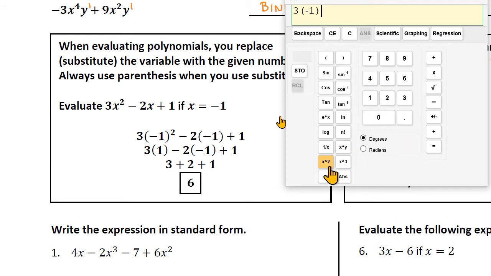You'll see a button here for squaring. It'll look like a little caret and a 2. That means raised to the power of 2. Now we're going to subtract, so we have to use the minus sign. 2, then in parentheses we use our negative value, negative 1, and then we're going to add 1 to that. So now I check my equation. It looks just like I typed in there. Press equal, and you see you end up getting 6. So that calculator can be a big help to you.